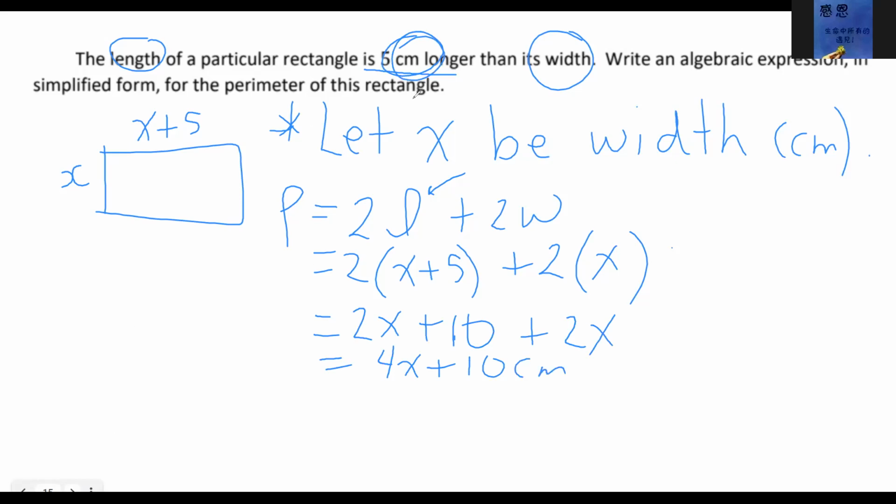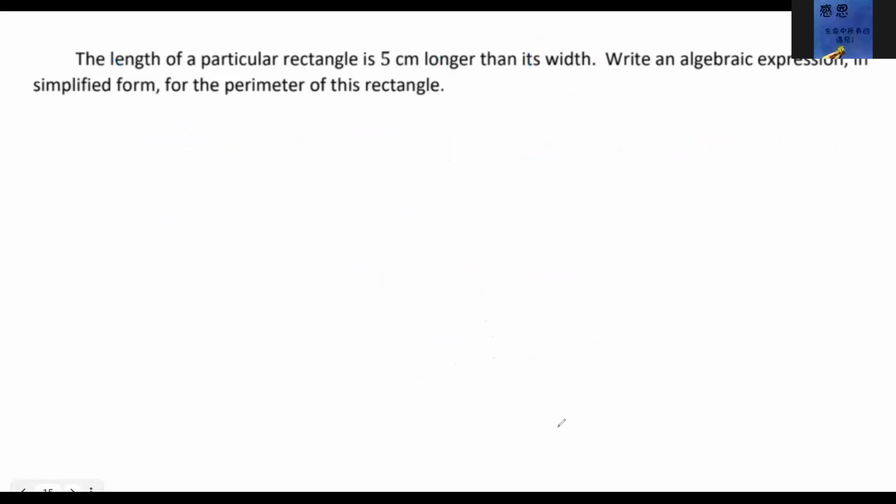Very nice. Always draw a sketch for a word problem, okay? It helps. It has actually been studied, and it helps with processing math.